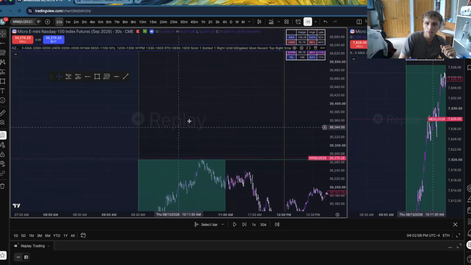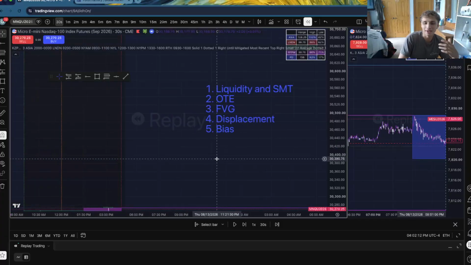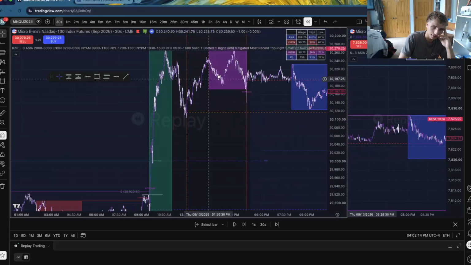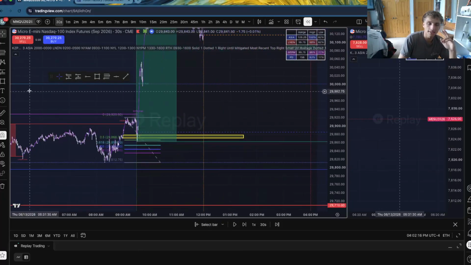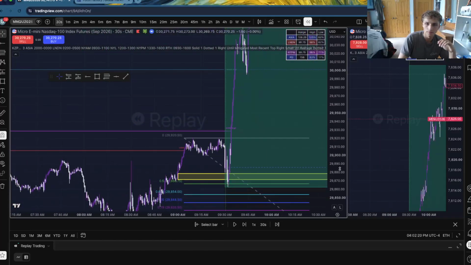Wait, was I supposed to go over displacement before OTE? Shit. I was, that's why. Okay, so let's go over displacement candles real quick. What is a displacement candle? A displacement candle, let's go back to this example.